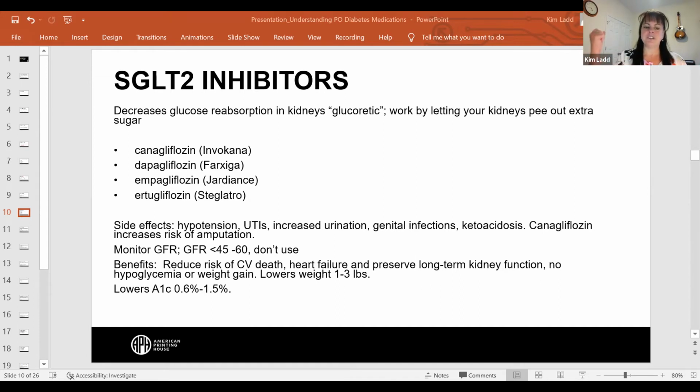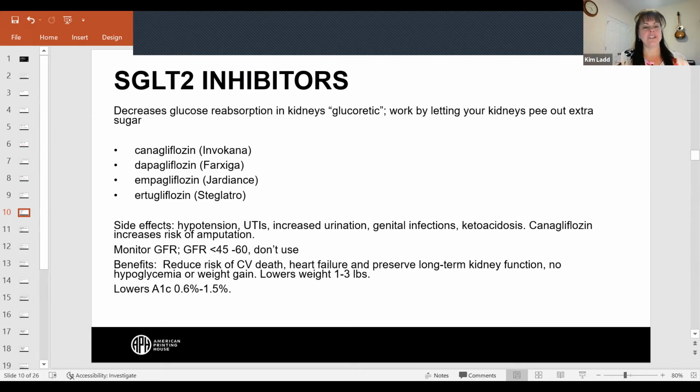All right, so the generic names for these pills all end in flozin, F-L-O-Z-I-N, like water goes flozin. That's kind of how I remember it. So if I see canagliflozin, dapagliflozin, empagliflozin, or ertugliflozin, I know it's a pill that's going to make me pee out sugar. Now the brand names for those are Invokana, Farxiga, Jardiance, and Steglatro. I've seen a lot of commercials on TV for especially the Farxiga and the Jardiance. I think I see the Jardiance one every single day. So I know some of you have heard of that one.